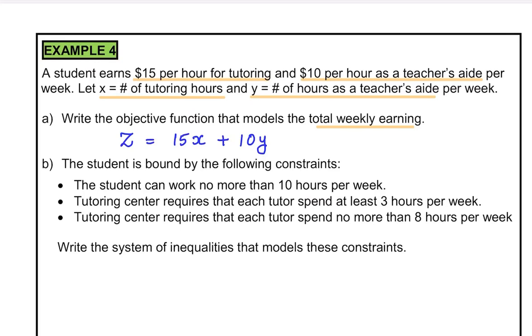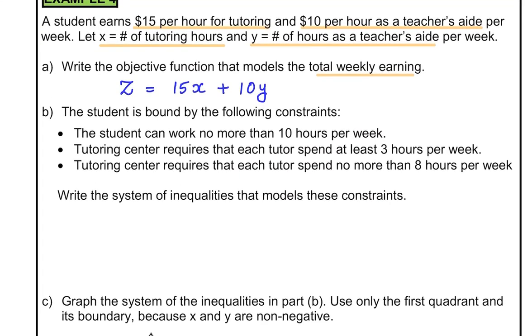Here are some conditions. The condition is the student can work no more than 10 hours per week, right? So which means both X and Y together. He cannot work more than 10 hours. So it's going to be X plus Y has to be less than or equal to 10.